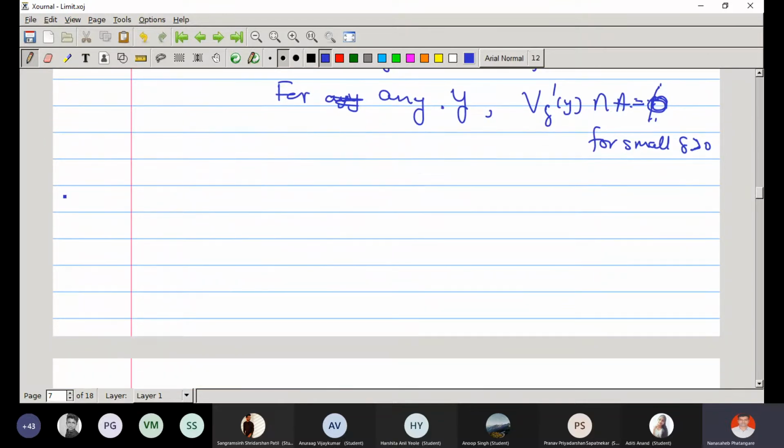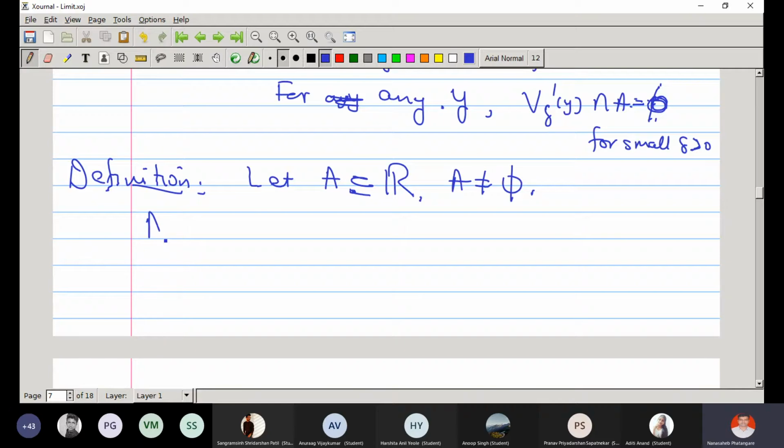Okay, so from this we are going to make a definition. So let A be a subset of R and A is non-empty, right? A is a subset of R and A is non-empty. A real number C is said to be a cluster point.